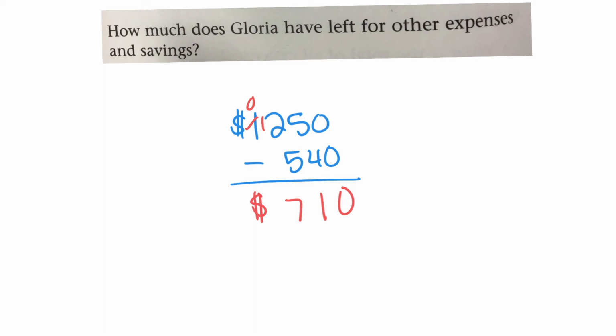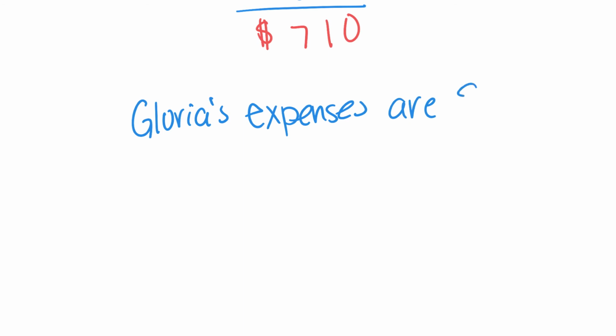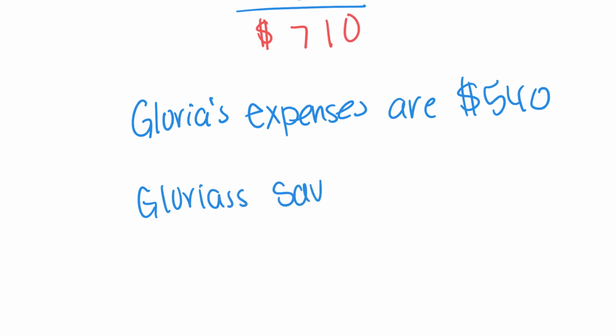So then just make sure these are both word problems. We want to put them into words. So we're going to have Gloria's expenses were $540 for her rent, split up between her and her roommate, and Gloria's savings are $710 after she spends on rent.